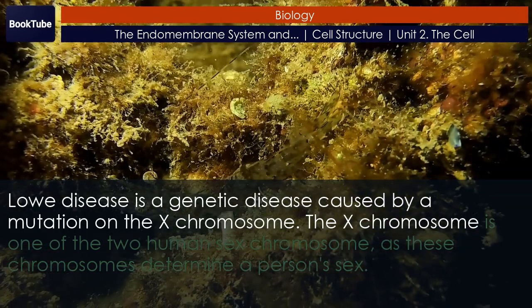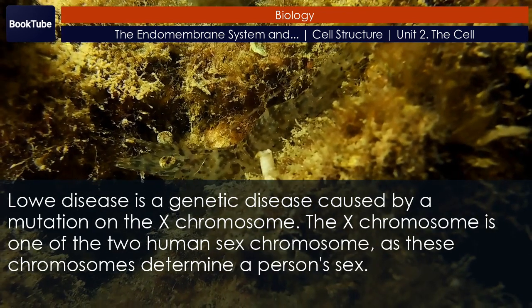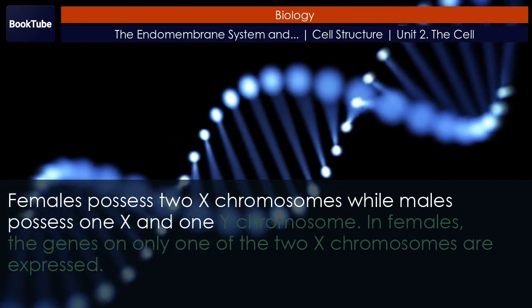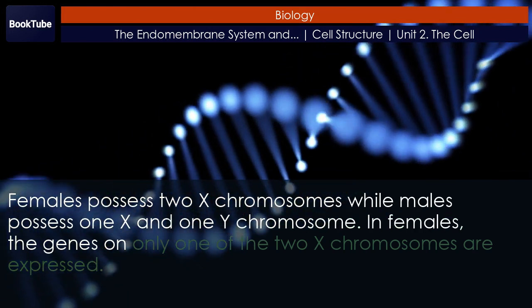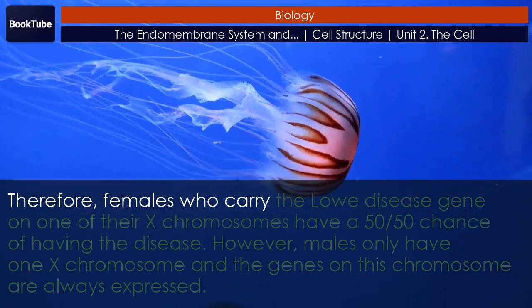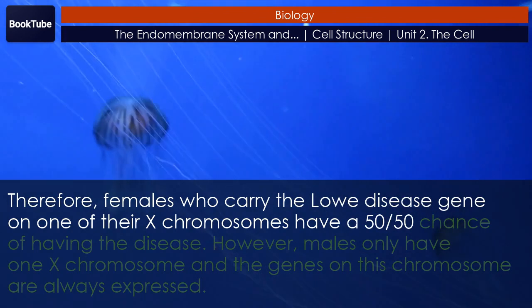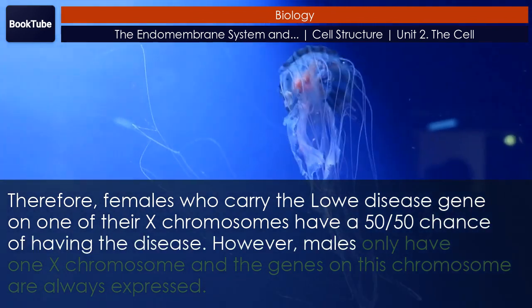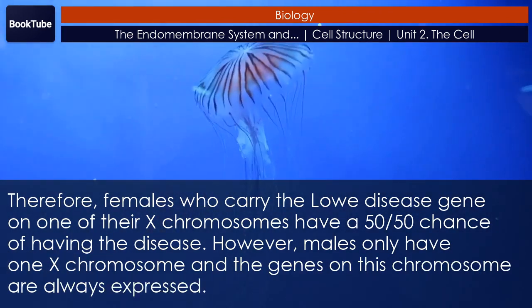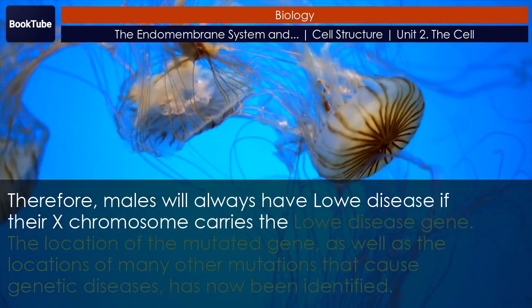The X chromosome is one of the two human sex chromosomes, as these chromosomes determine a person's sex. Females possess two X chromosomes while males possess one X and one Y chromosome. In females, the genes on only one of the two X chromosomes are expressed. Therefore, females who carry the Lowe disease gene on one of their X chromosomes have a 50-50 chance of having the disease. However, males only have one X chromosome and the genes on this chromosome are always expressed. Therefore, males will always have Lowe disease if their X chromosome carries the Lowe disease gene.